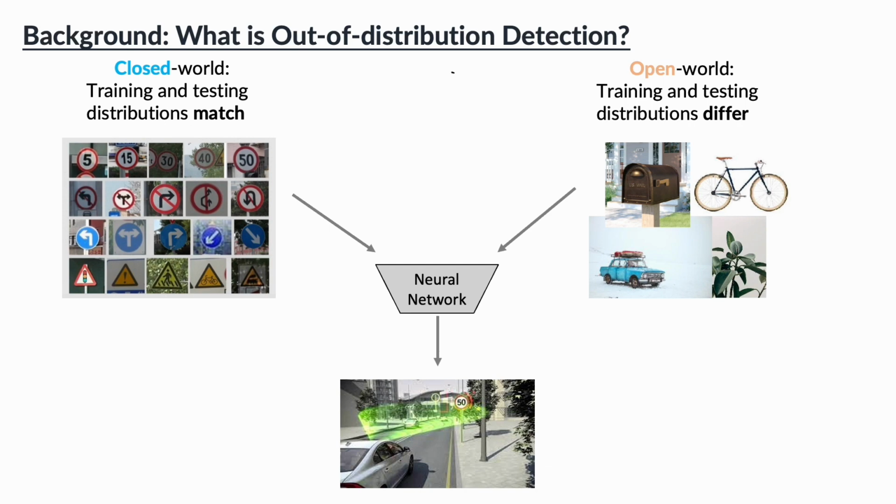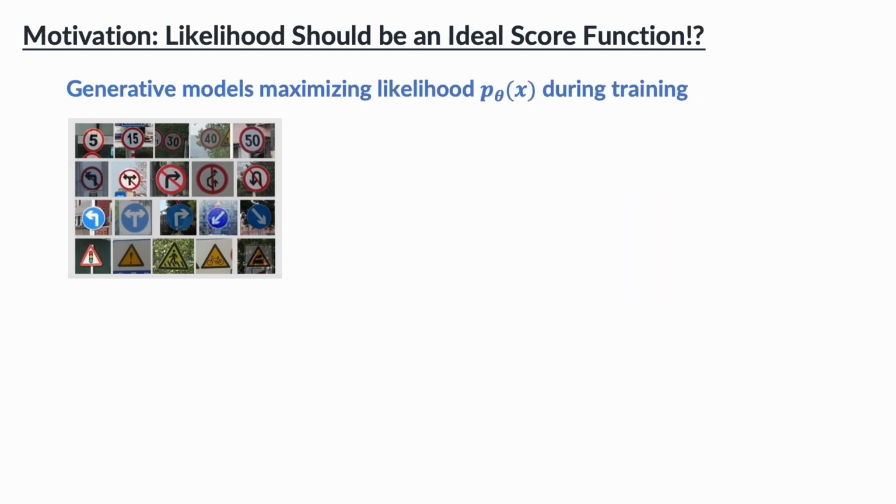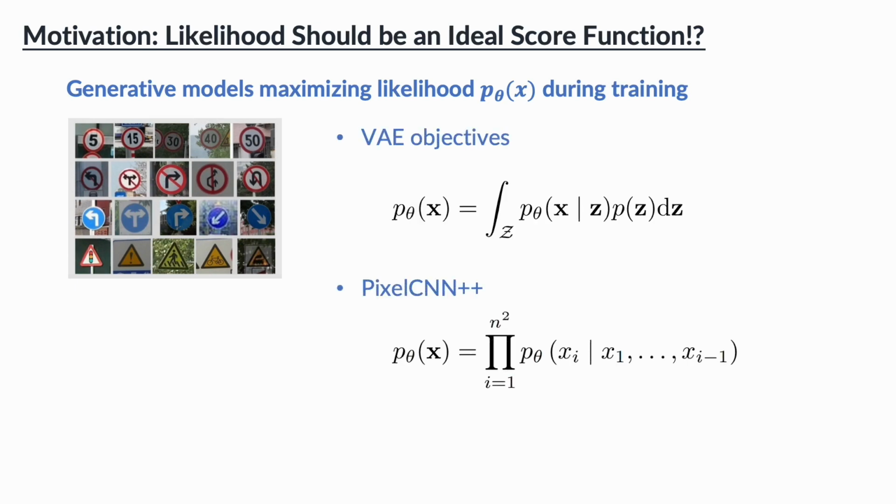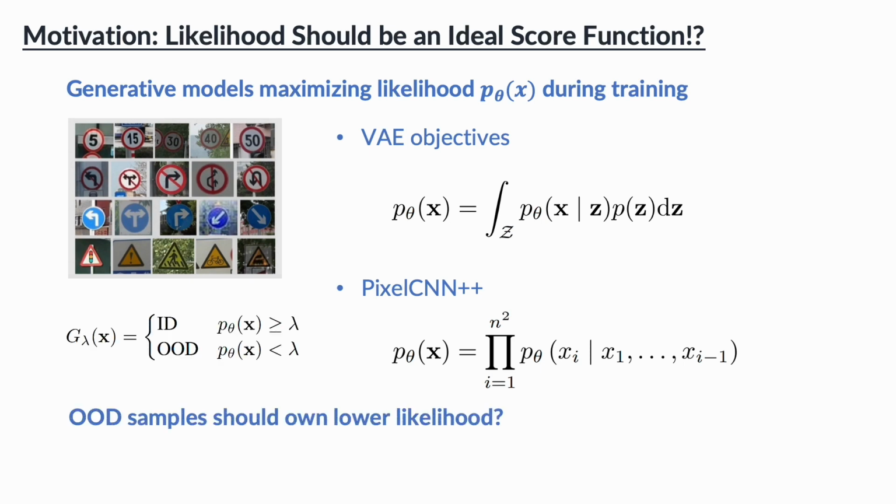Therefore, in OOD detection, the key question we want to address is how to build machine learning models that function well in an open world. This is especially important in a safety-critical environment such as autonomous driving. One way to conduct OOD detection is generative modeling. For generative models like VAE and PixelCNN++, the model is trained to maximize the likelihood. Therefore, it should be ideal to use likelihood as a scoring function, where OOD samples should have lower likelihood.